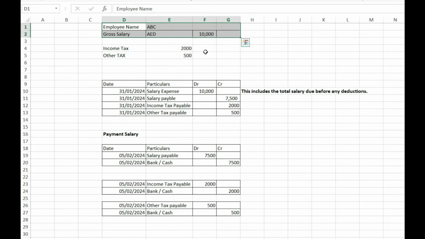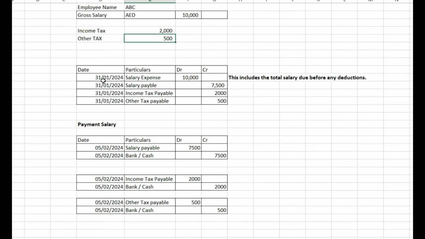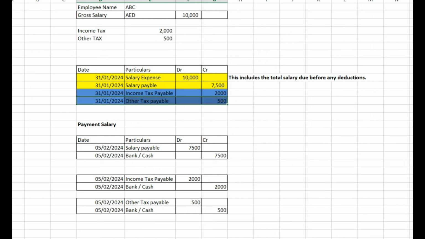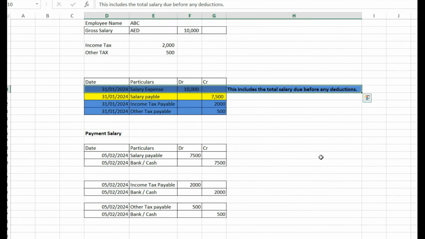Alright, now let's see if the taxes are involved, how you are gonna deal with that. Now we have the same employee with the salary of 10,000 and income tax that needs to be deducted and will be paid to the government is 2,000. So at the time of expense you will book your salary with the full amount, again with the 10,000. Salary payable amount would be 7,500 and income tax payable account would be 2,000. Other taxes payable 500. So this will be the full amount.